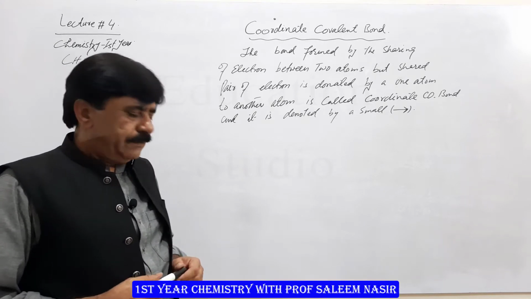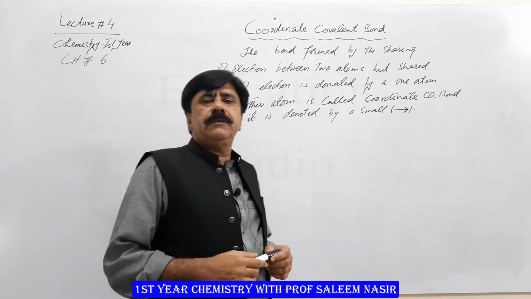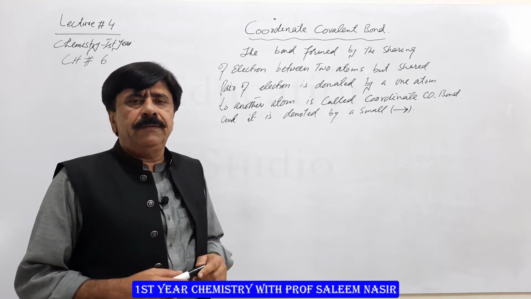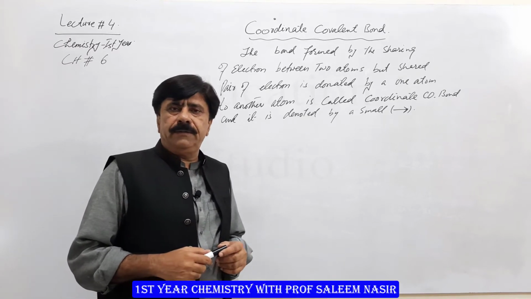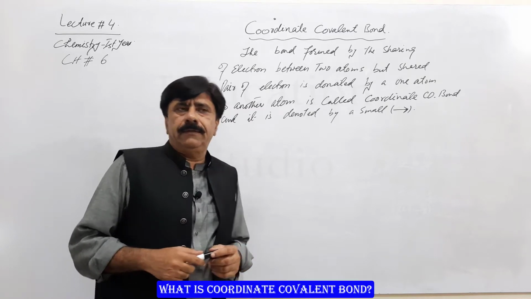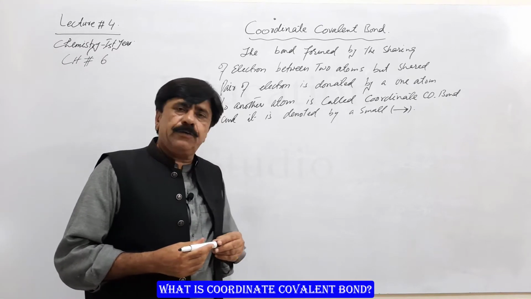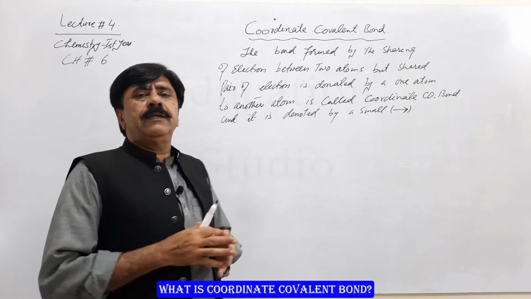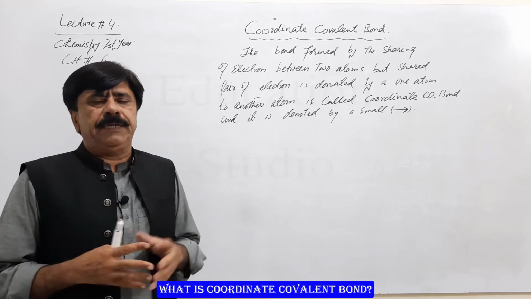Last time we studied the types of bonds, in which we studied the ionic bond and the covalent bond. Today our topic is the coordinate covalent bond. As you know, the covalent bond is formed by the mutual sharing of electrons between two atoms. The coordinate covalent bond is also a type of covalent bond in which the sharing of electrons takes place.